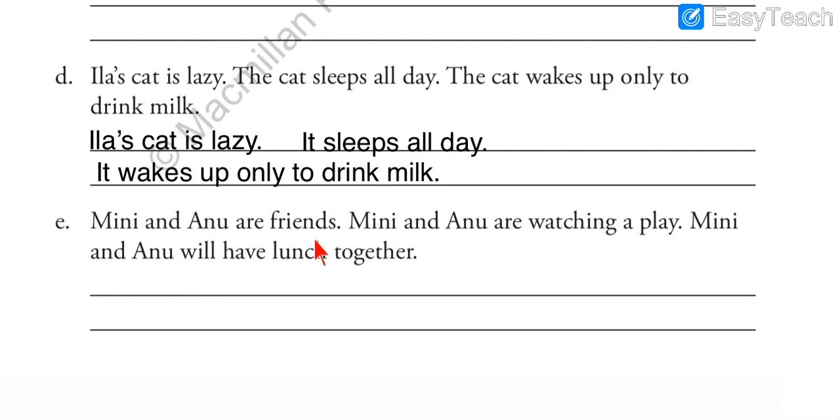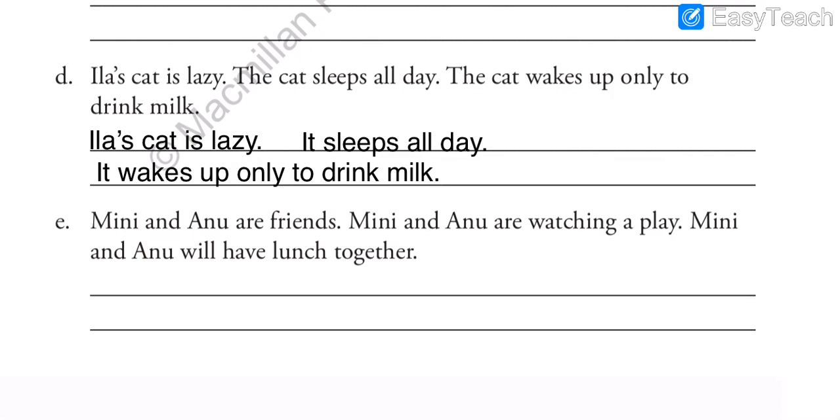Minnie and Anu are friends. Minnie and Anu are watching a play. Minnie and Anu will have lunch together. Oh my God, Minnie and Anu, sir, what are you speaking? Yes, this is what you are feeling? You are feeling bored. Sir, what Minnie Anu you are doing? So for that purpose only, my dear students, pronouns are there. Not to worry. So yes, we are optionless.